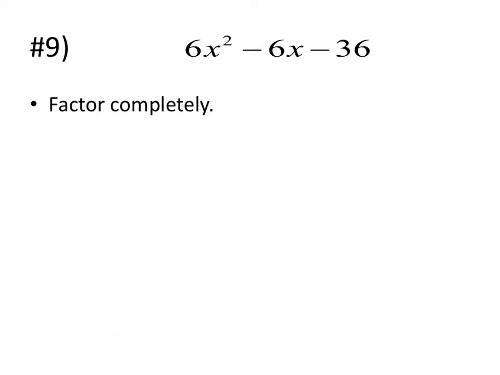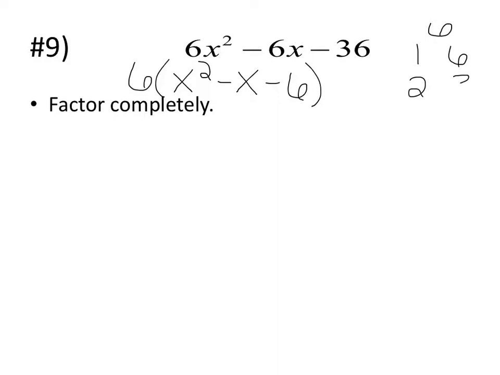Okay, first things first, GCF. In this case, it's 6. X squared minus x minus 6 is left behind. So I multiply the coefficient of your first with your last to get 6. List your factors of 6, 1 and 6 and 2 and 3. 1 and 6 can't give you 1, but 2 and 3 can. Remember, you're trying to get this middle number here.